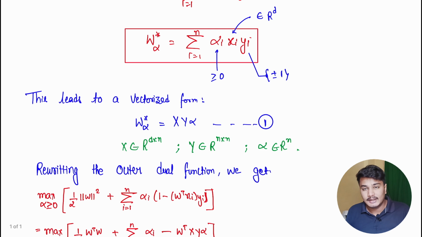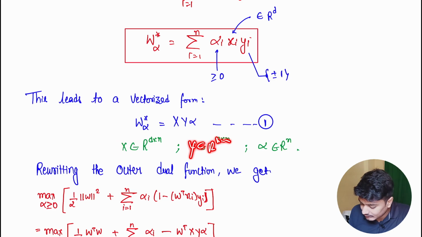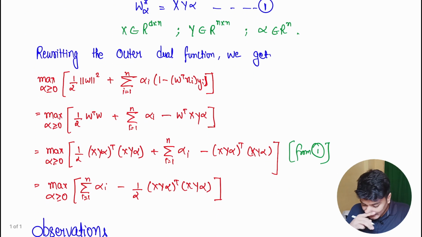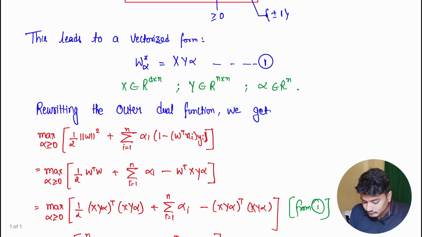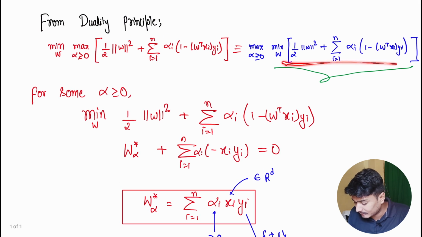Now this also leads us to a vectorized form of the solution, that is, w star alpha can be written in vectorized form as w star alpha equals X Y alpha, if we consider all this, right? Where X belongs to R^(d x n), Y belongs to R^n, and alpha belongs to R^n. Okay, we know this. Now, when we got this, we have solved this.